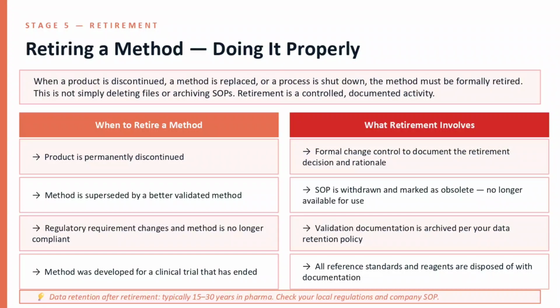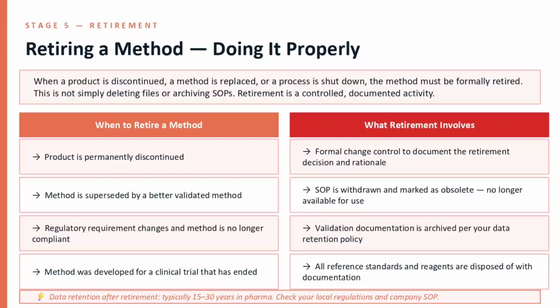Retirement happens through change control. The decision to retire the method is formally documented with the rationale. The SOP is withdrawn and marked as obsolete. It must not be accessible to analysts for future use. The validation documentation is archived according to your data retention policy. In the pharmaceutical industry, this is typically 15 to 30 years depending on your local regulations and the product type.